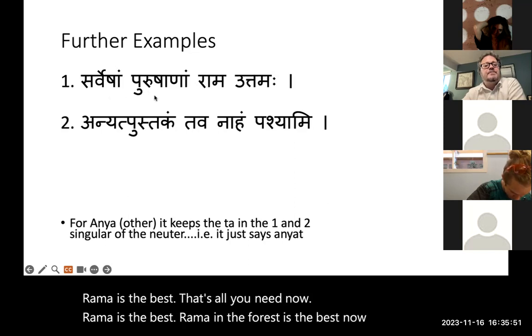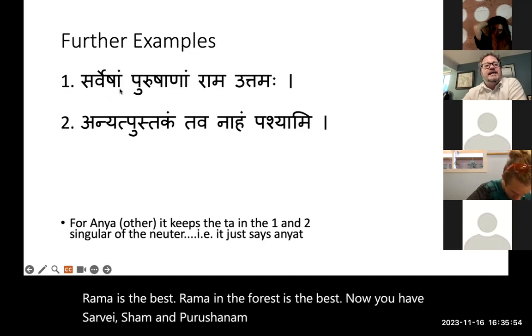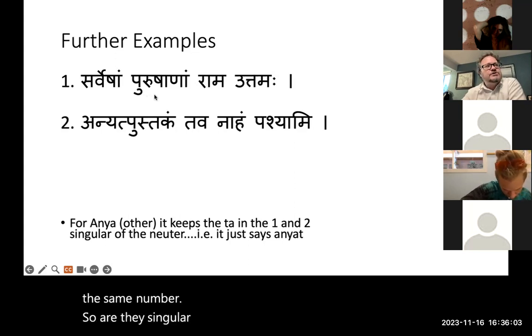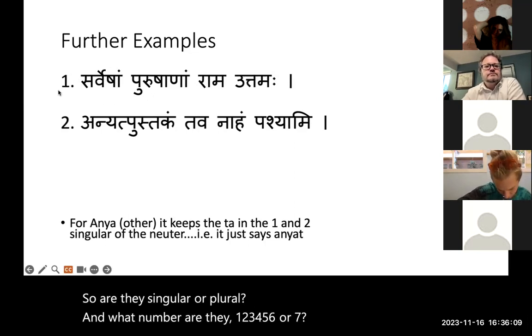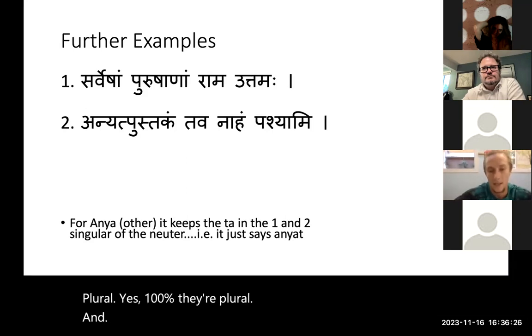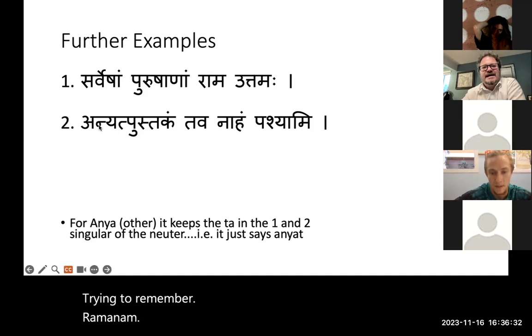Now, you have Sarvesham and Purushanam. I'll tell you right away, they are in the same number. So are they singular or plural? And what number are they? 1, 2, 3, 4, 5, 6, or 7? They are plural. Yes, 100% they're plural. They are, I'm trying to remember. Ramanam.